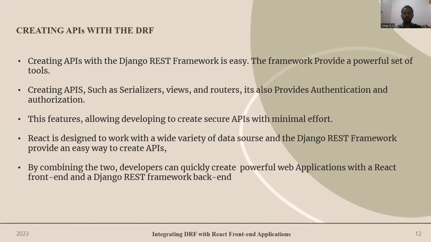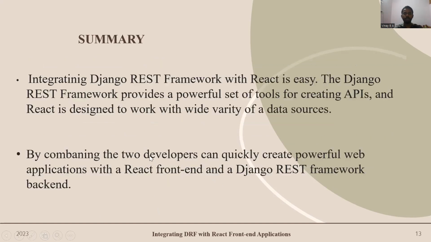React is designed to work with a wide variety of data sources, and Django REST framework provides an easy way to create the APIs. By combining these two, developers can quickly create a powerful web application with a React front end and Django, the framework that is used for the backend.